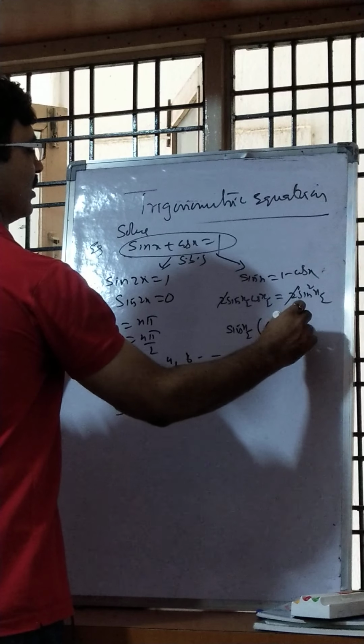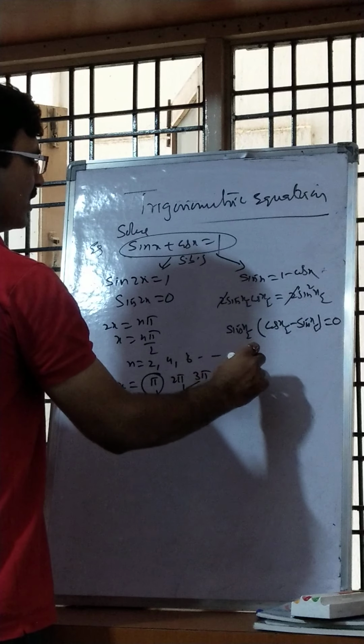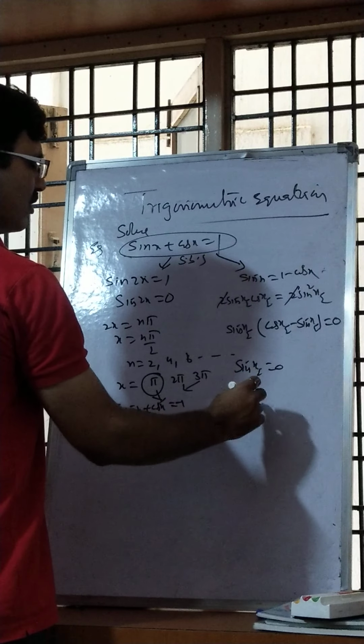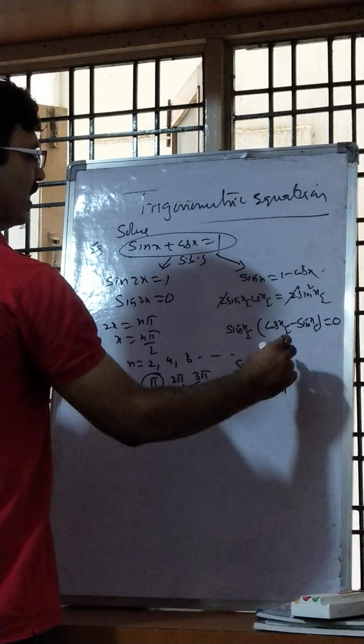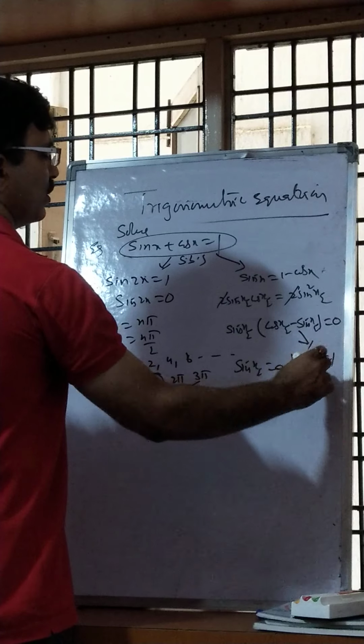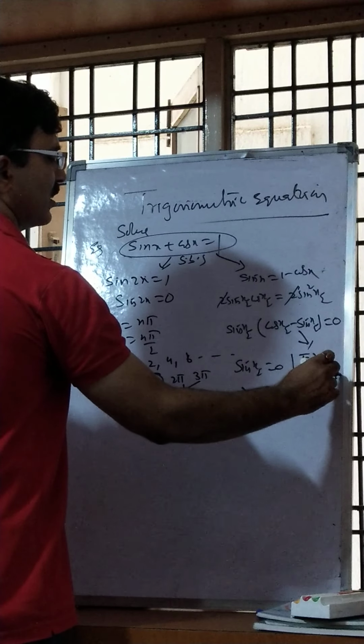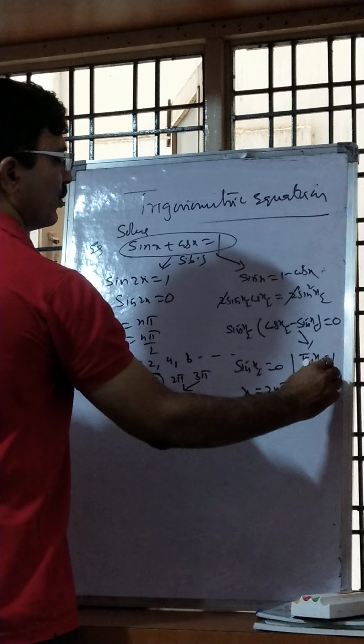cos x/2 minus sin x/2 is equal to 0. So guys, sin x/2 is equal to 0, x is equal to 2nπ, you will get. Now in this one, if you take tan x/2 is equal to 1, so x is equal to nπ plus alpha. Alpha means what? π/4 you have here.